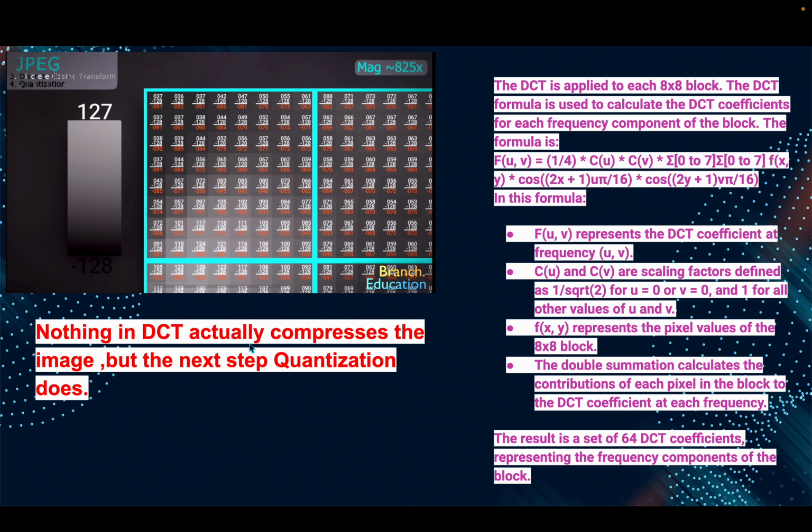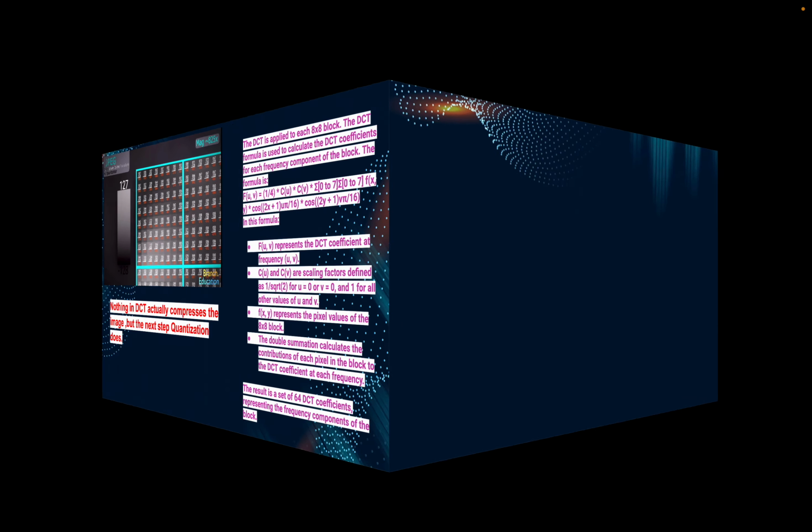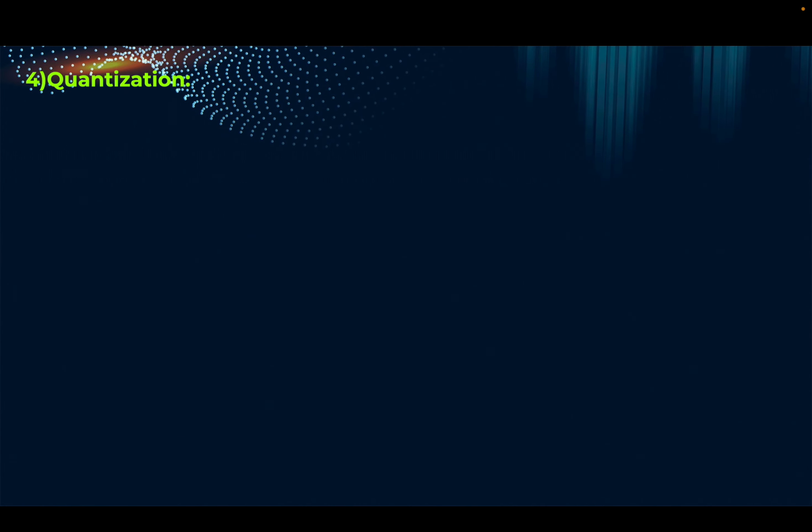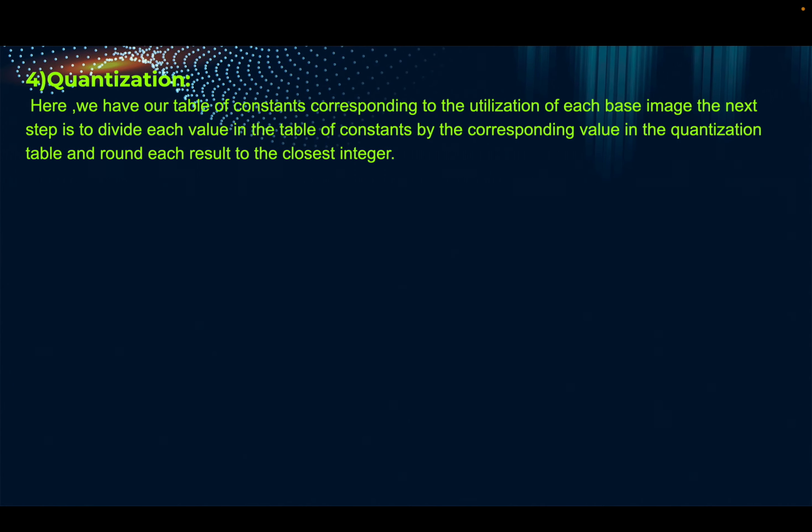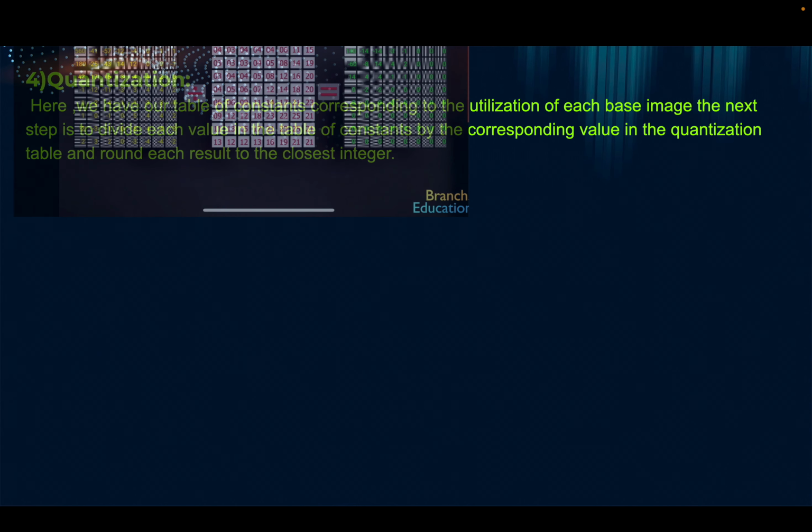Nothing in DCT actually compresses the image, but the next step, quantization, does. Here we have our table of coefficients corresponding to the utilization of each base image. The next step is to divide each value in the table of coefficients by the corresponding value in the quantization table, and round each result to the closest integer.